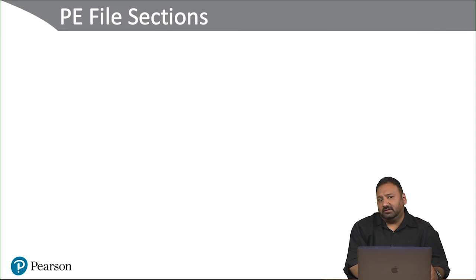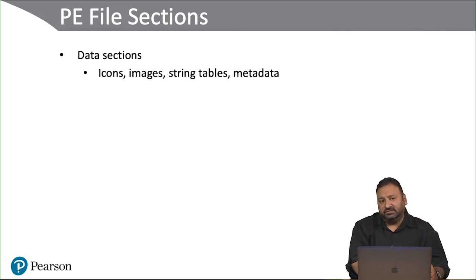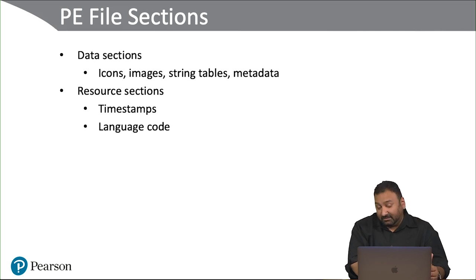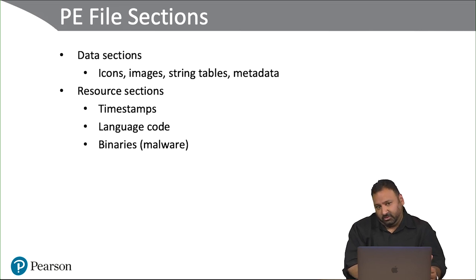All right, let's talk about the different PE file sections that are out there. We have our data sections. Our data sections include icons, images, string tables, and other types of metadata. We have our resource sections that include things like timestamps, language code, and the binaries. Now, what that means is the resource section could have another binary in it. That means an executable that has another executable in it.